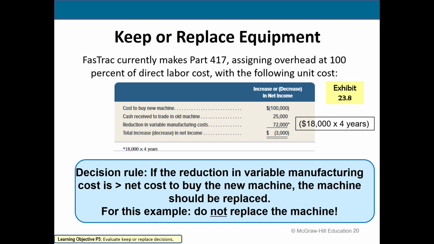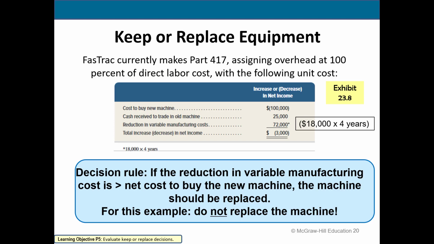Currently, Fast Track has a piece of equipment with a book value of $20,000 and remaining useful life of 4 years. At the end of the 4 years, it will have zero salvage value. The market value right now, though, is $25,000. They can purchase a new machine for $100,000 and receive $25,000 for a trade-in of the old machine. The new machine will reduce their variable manufacturing cost by $18,000 per year over a 4-year period. So 18,000 times 4 is the 72,000 reduction in variable manufacturing cost.